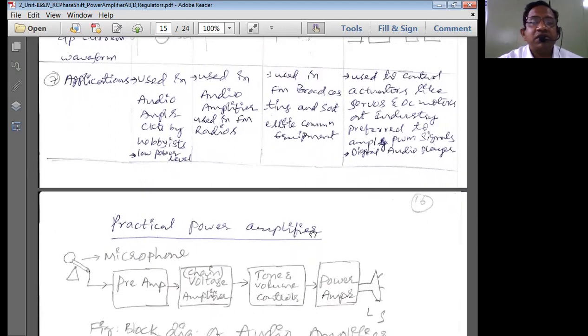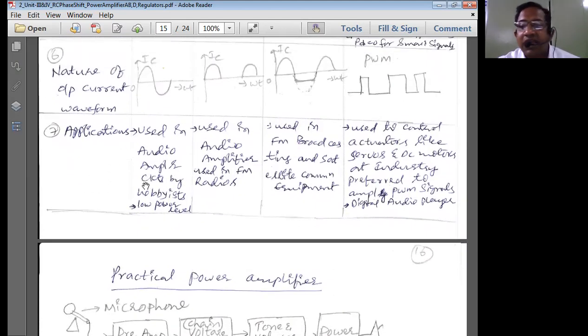Coming to the applications, class A is used in audio amplifier circuits by hobbyists, where the power level is low, because efficiency is low. Since efficiency is low, output power is definitely going to be low. So if you will be happy with getting low powers, you can simply go with the class A type of power amplifier.